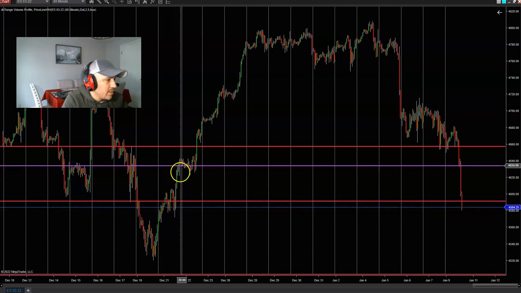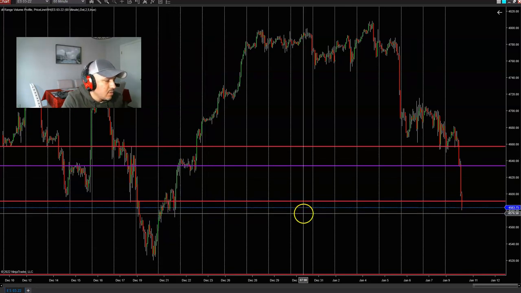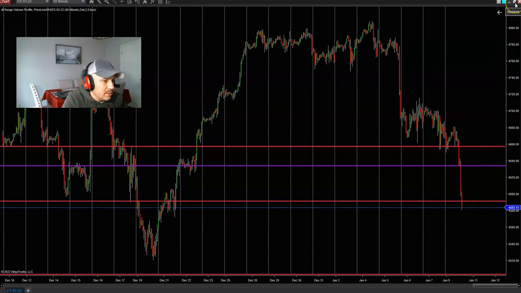Yeah, this is demand right here. The price is at it right now. Now it can break lower, I'm not saying it can't. It definitely can. It's demand sitting in it there though.